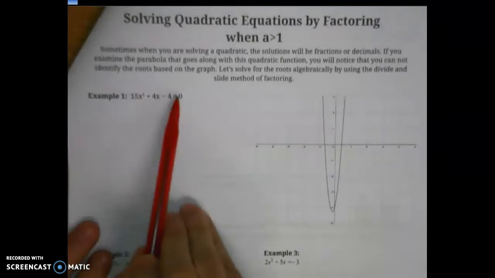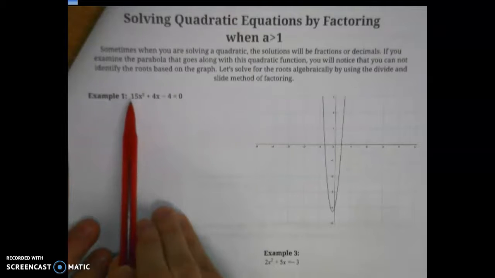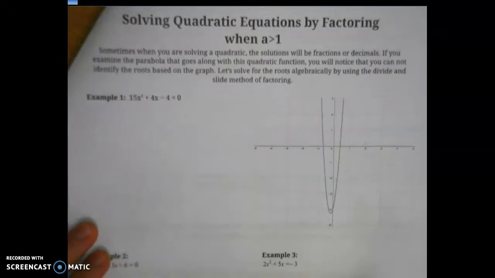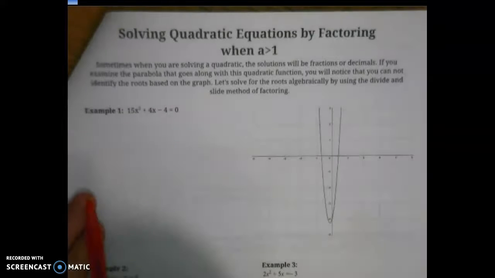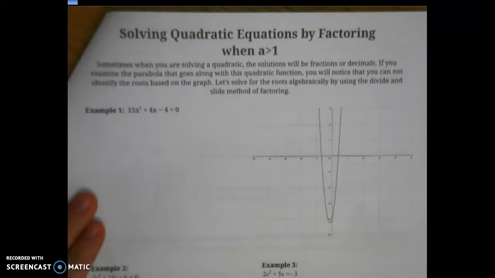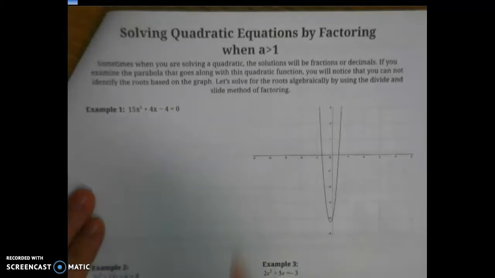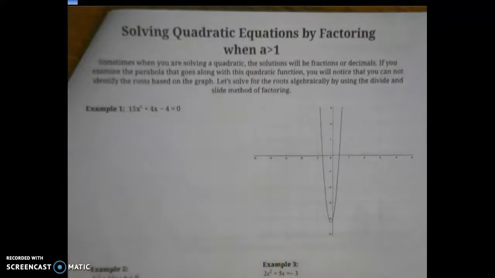You first look for a GCF of your terms, and 15, 4, and negative 4 don't have a GCF, so I can't factor out a GCF. Is it a binomial or a trinomial? If it's a binomial, I would do difference of two squares. If it's a trinomial, I would have to do my factor sum table. Since a is greater than 1, I'm going to use that divide and slide method.